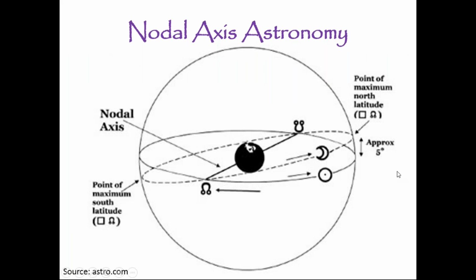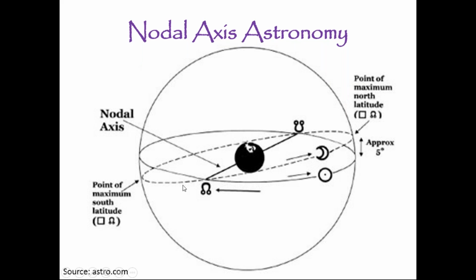Here is a visual for you. Here is the moon's path around Earth. Here's planet Earth in the middle. Here's the sun's apparent path around. And once a month, the moon's path will cross the ecliptic going north.